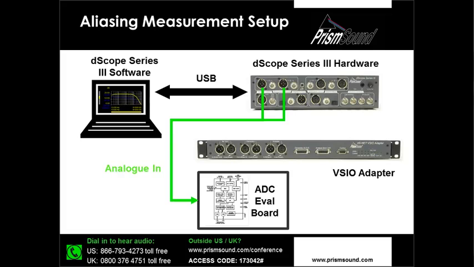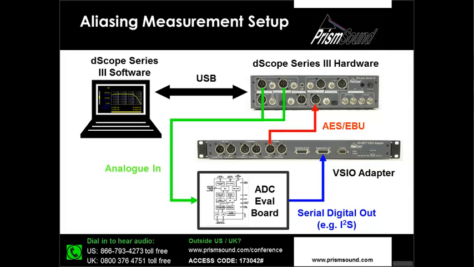So here I have an analog to digital evaluation board. I've chosen an evaluation board because it gives me easy access to the serial data outputs. And I'm taking those serial outputs, in this case I2S format, into the serial input of this additional device that I've introduced into the measurement setup here, known as our VSIO adapter, which is simply an interface converter that takes serial inputs and outputs and converts them to and from the AES EBU format that the standard Dscope Series 3 hardware is capable of communicating over.